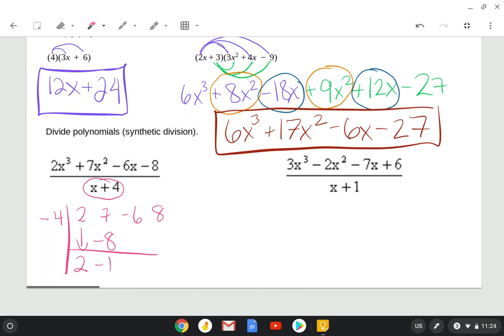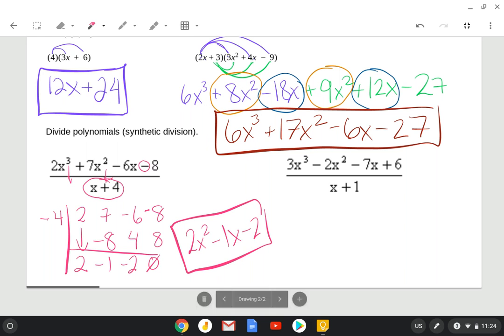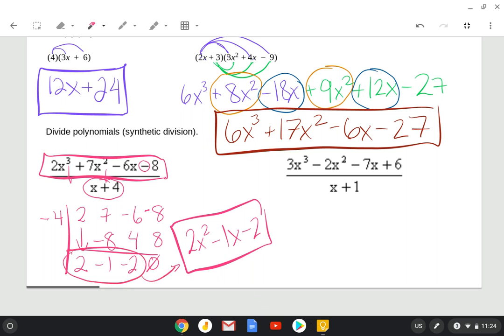7 minus 8 is negative 1. Negative 4 times negative 1 is 4. Negative 6 plus 4 is negative 2. Negative 4 times negative 2 is 8. Oh, and I messed up. That should be a negative 8 on the top from right here. And then those cancel each other out. So then I'm left with the following. 2x to the second, because this goes down 1, minus 1x minus 2. And that's what this looks like when you convert it back into polynomial form.